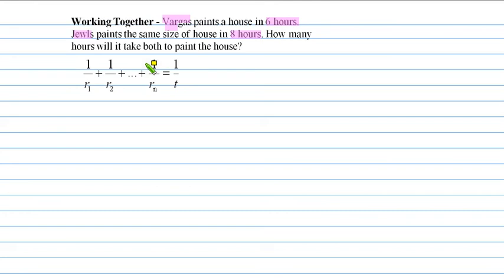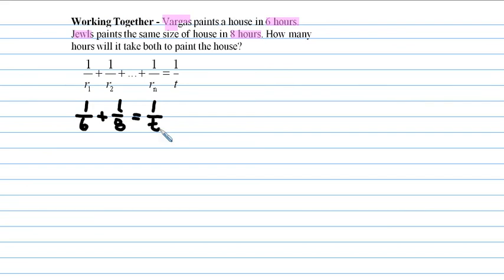We're going to take this information and turn them both into ratios. One will be our numerator on all of them. Now, if I had 3 people, I would have 3 ratios. If I had 4 people, I'd have 4 ratios. So our first ratio will be Vargas's rate, 1 over 6. Jules' rate is 1 over 8. And when we combine those two rates together, we're going to get 1 over t, and t is the variable that we need to solve for.